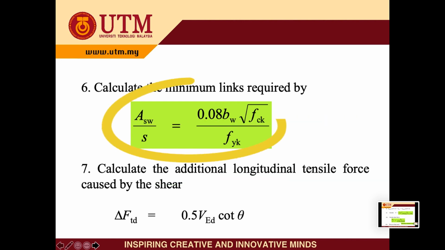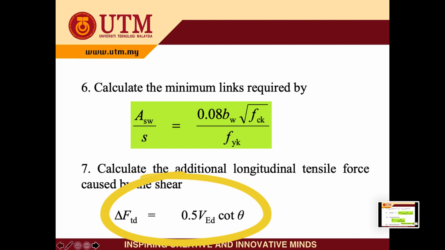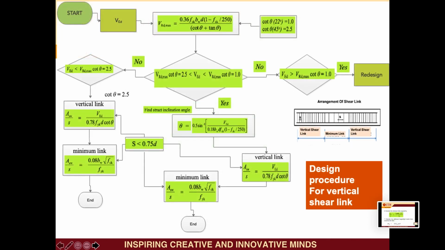Step 6 is the equation for the calculation of the distance or spacing of the minimum link. Usually ASW will be the same value as the vertical link. And step 7 is the calculation of the additional longitudinal force, delta FTD. Delta FTD is the force which resists the concrete strut in the horizontal component. So this is to check whether the flexural steel is sufficient to resist the delta FTD. This diagram shows you briefly how to design the shear link from the start to the end, step by step.